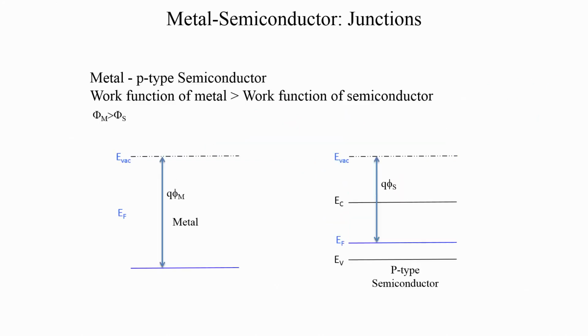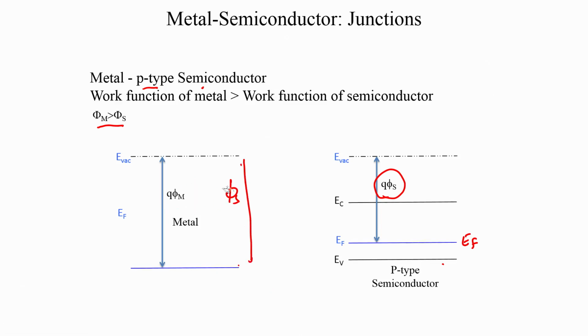Now let us go ahead and consider some more examples. We will again consider a metal semiconductor junction, but this time a p-type semiconductor. A p-type semiconductor has a Fermi level located closer to the valence band, that is the major difference. Let us take the case of phi m being greater than phi s. So this is your q phi s, the work function of the semiconductor, this is the work function of the metal, and since q phi m is greater than q phi s, the Fermi level of the metal lies further away from the vacuum energy level as compared to the semiconductor.